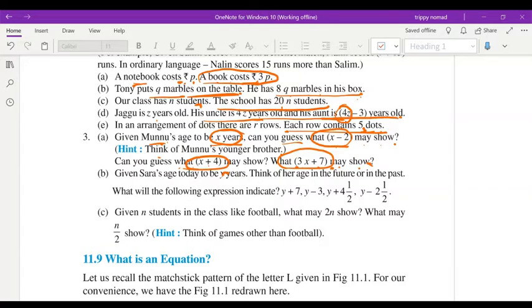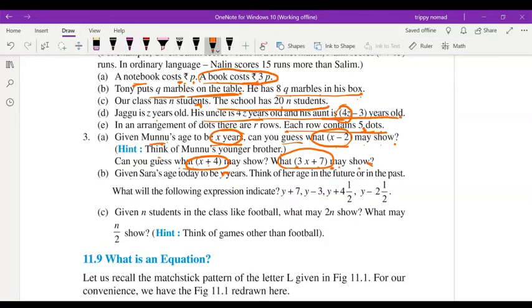Now next one, B part. I hope you understood, children.